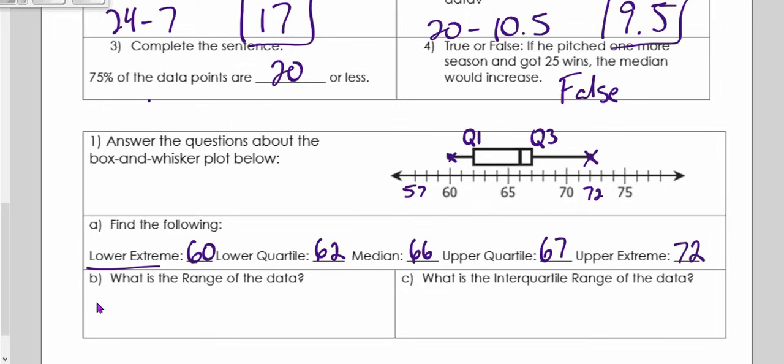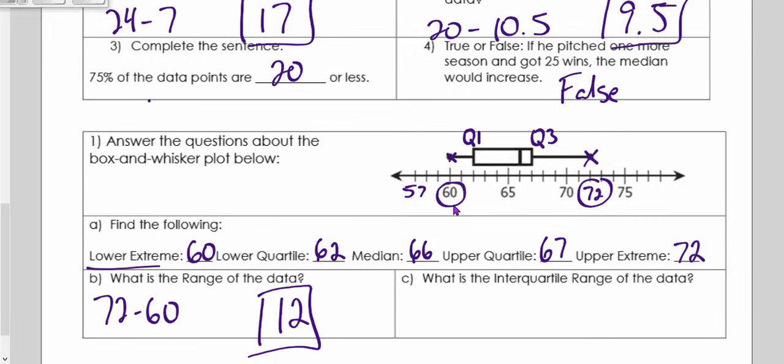Right, the range of the data, that's 72 minus 60. Biggest minus the smallest, which is 12. That's saying how big is this graph, basically? How far does it go from beginning to end?